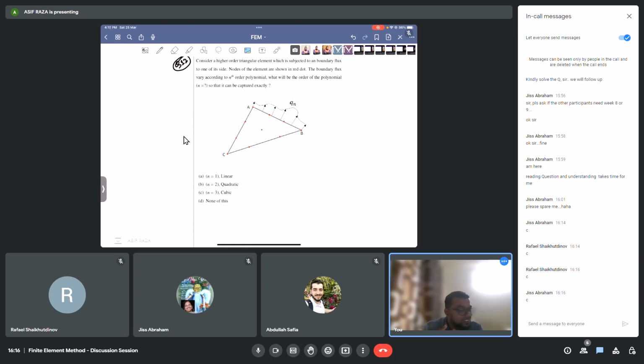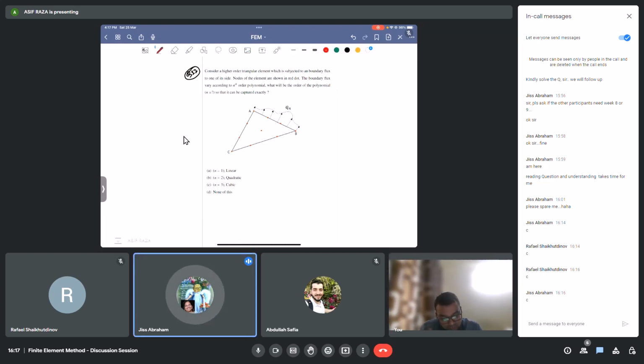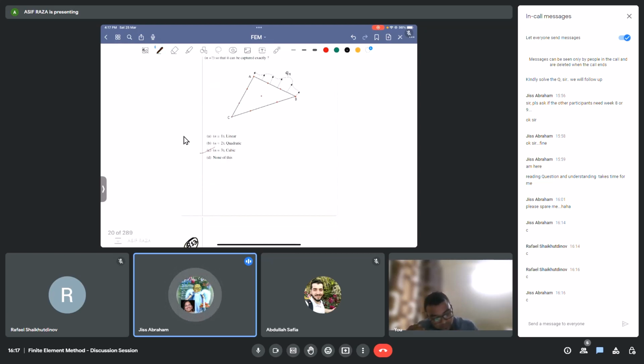This time I'll ask Jess to give the answer or give more info about this question. Jess, can you unmute yourself and say something about it? Four nodes will pertain to a cubic polynomial. There are four nodes on one side. Okay, so a cubic polynomial is needed.